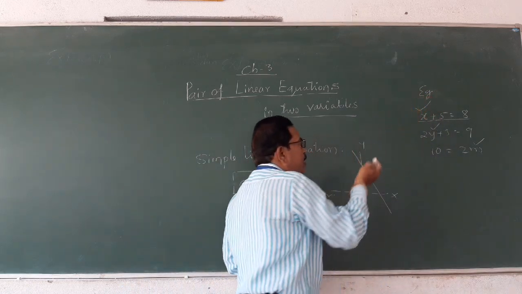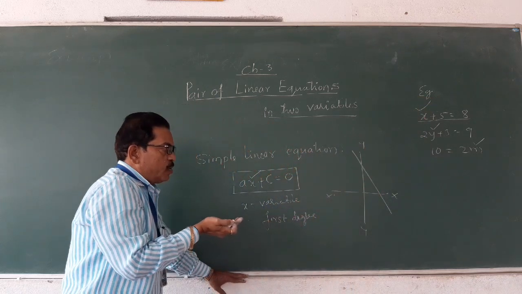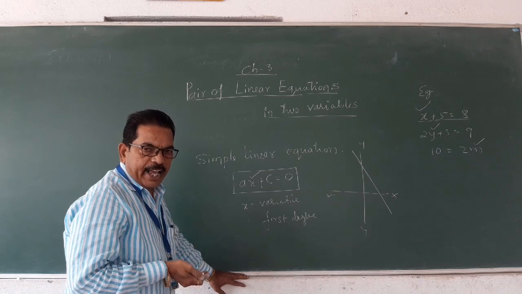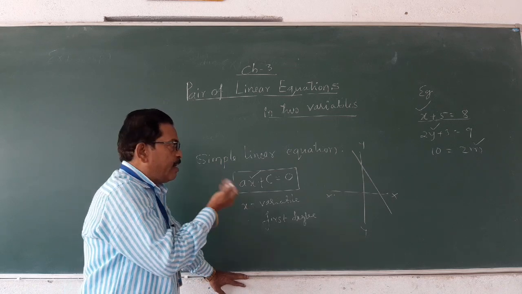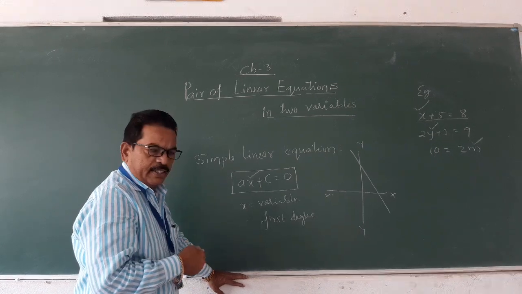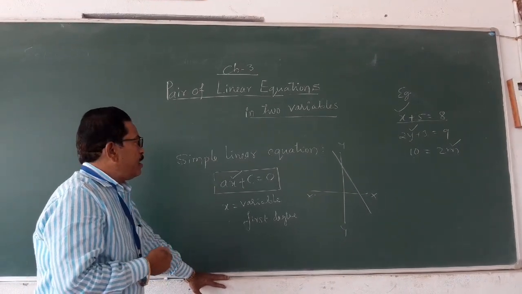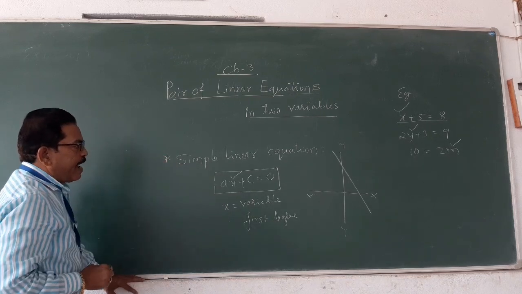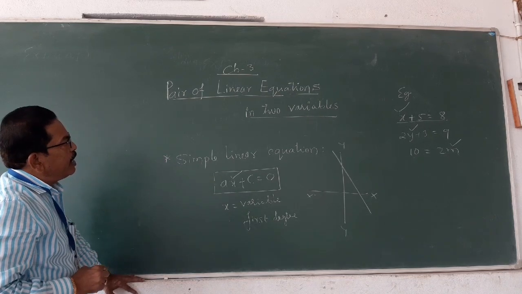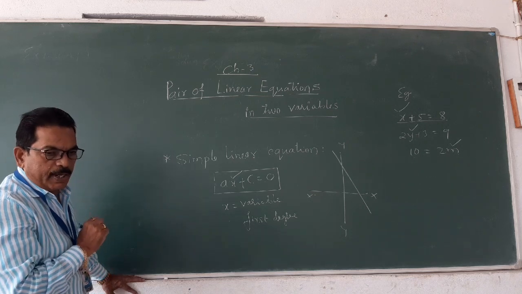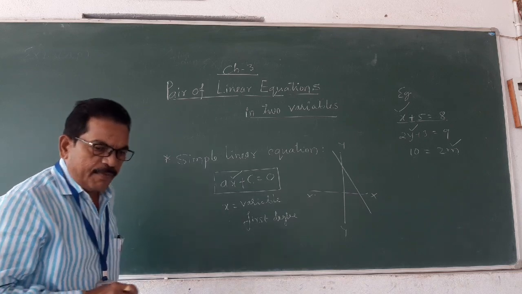If we plot the graph, you have the solution in the form of a straight line that can either intersect the x-axis, or intersect the y-axis, or none of the axes. Okay, this is all about the simple linear equation. Then let us study the linear equations of two variables.